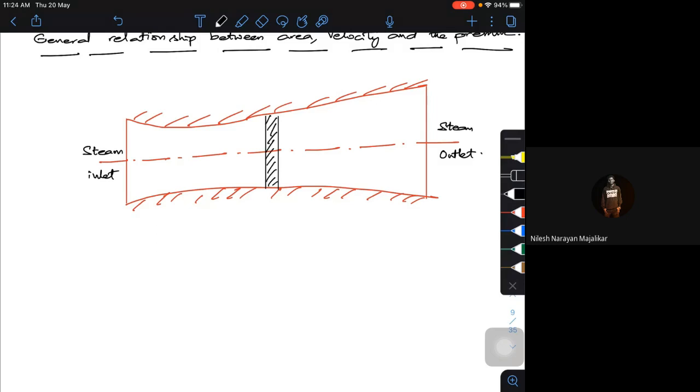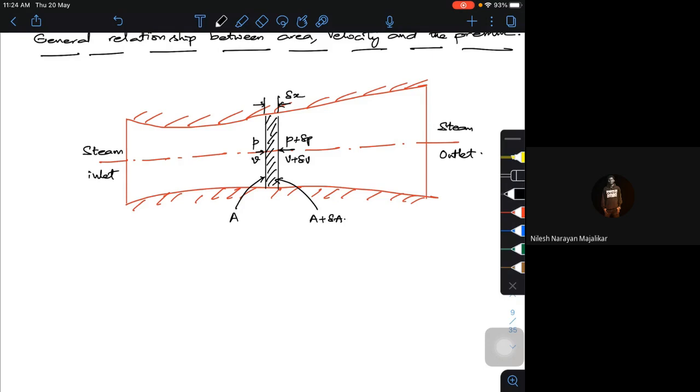Suppose I consider A as the area to the left of the strip, and a small incremental area to the right-hand side will be A plus delta A. What is the pressure on this side? It will be P, with a specific volume v. To the right-hand side, this will be P plus delta P and v plus delta v, and this distance I consider as small delta x. So this is what I have considered.